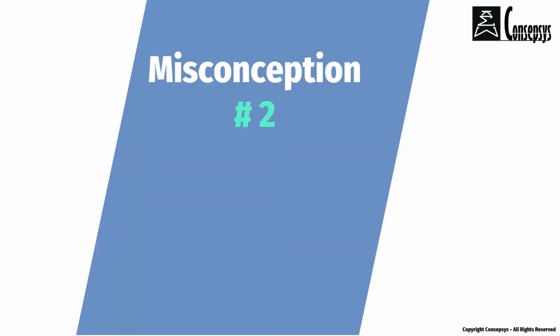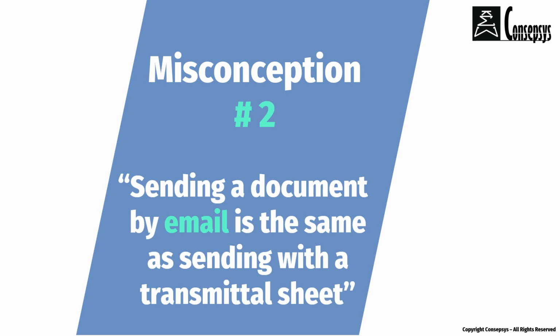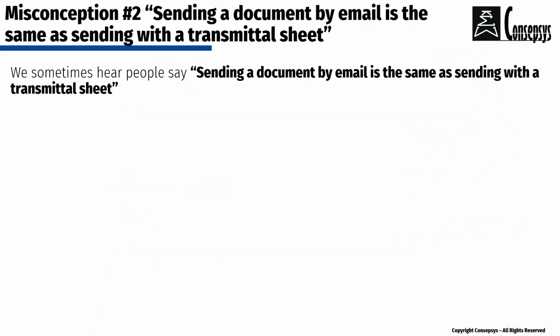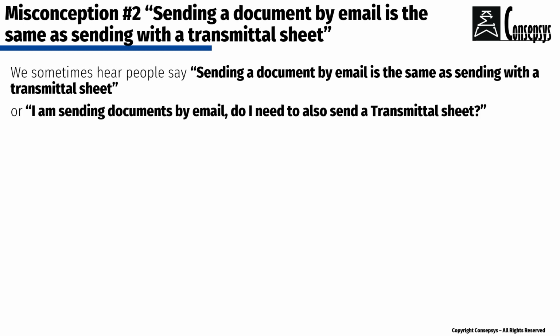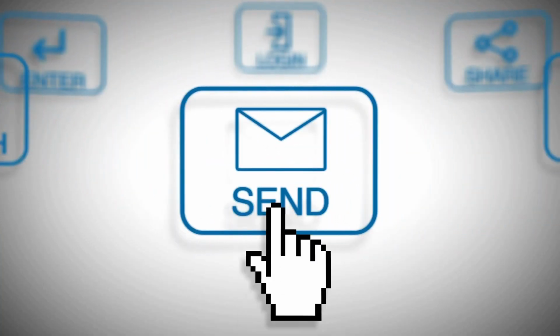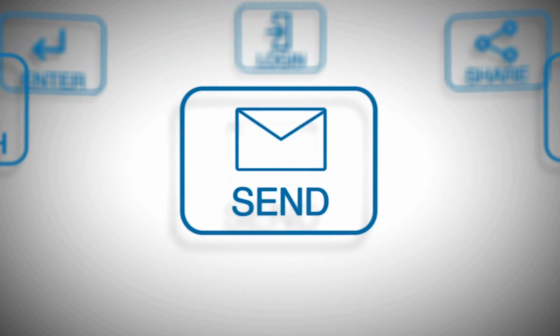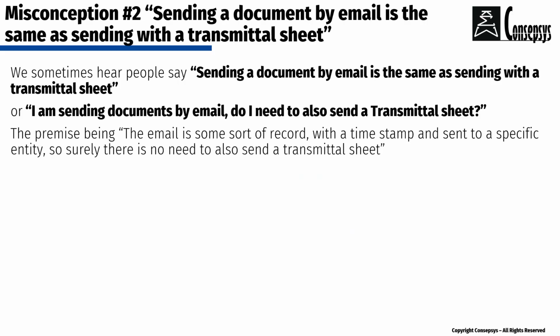Misconception number 2. Sending a document by email is the same as sending with a transmittal sheet. We sometimes hear people say, sending a document by email is the same as sending with a transmittal sheet. Or, I'm sending documents by email. Do I need to also send a transmittal sheet? The premise being, the email is some sort of record with a timestamp and sent to a specific entity. So surely there is no need to also send a transmittal sheet.